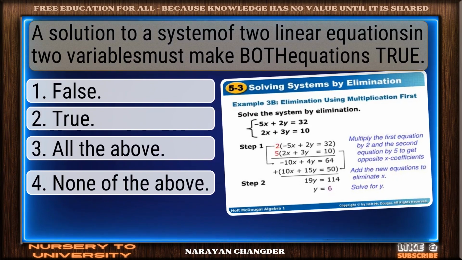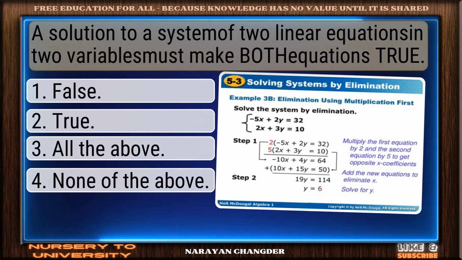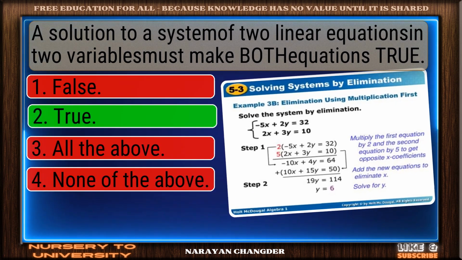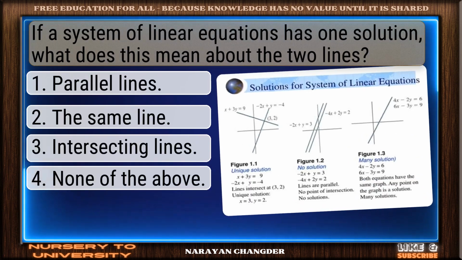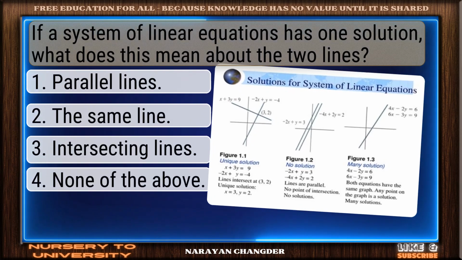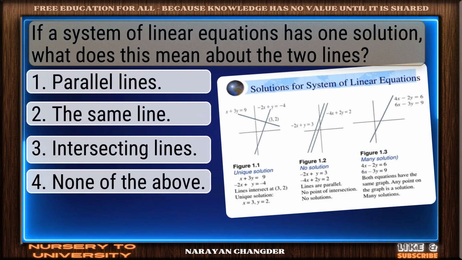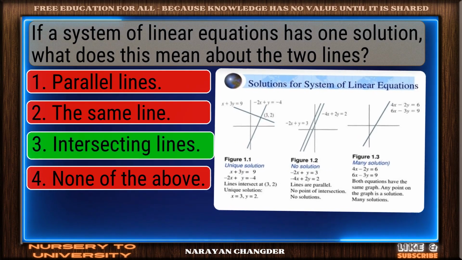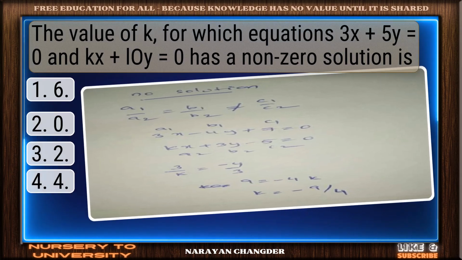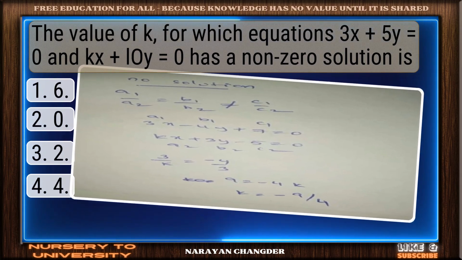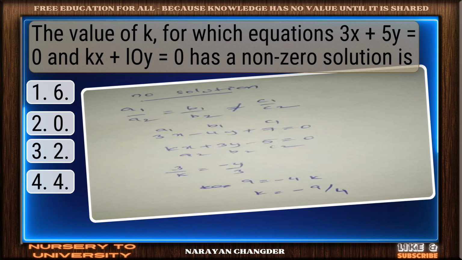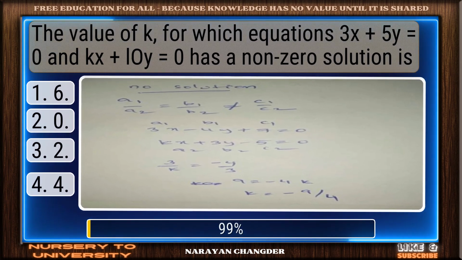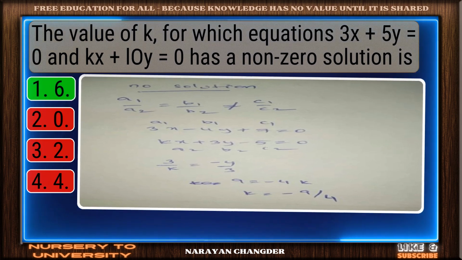A solution to a system of two linear equations in two variables must make both equations true. Perfect. True is the one. If a system of linear equations has one solution, what does this mean about the two lines? Well done. Intersecting lines is right. The value of k, for which equations 3x plus 5y equal to 0 and kx plus 10y equal to 0 has a non-zero solution is. Well picked. 6 is correct.